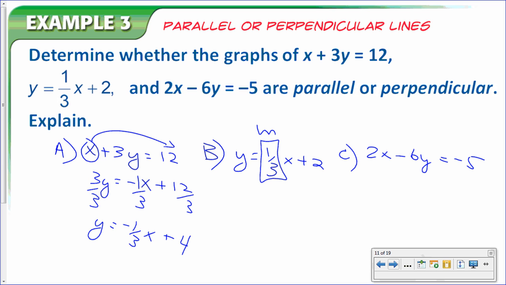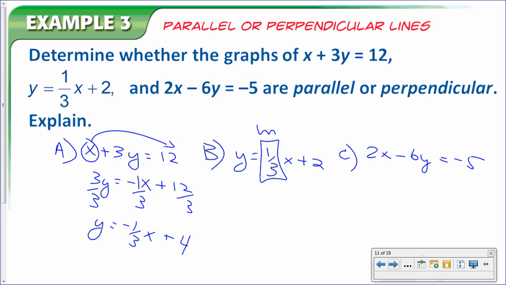Okay, so A and B, are they parallel? You sure? No, because one's negative. One's falling, one's rising, so they're not parallel. Are they perpendicular? You sure? No. They're opposites, but they're not reciprocals. Okay, so there's nothing with those.